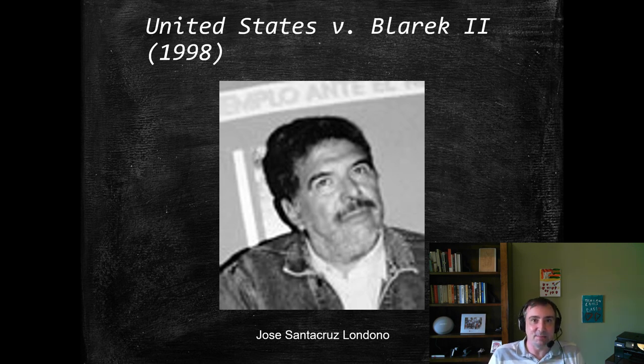Okay, so what actually happens in Blair? Because I've already talked a lot about the punishment theory, we'll talk more in class. We have two defendants. They are interior decorators, and they are charged with various offenses related to racketeering and money laundering. And their work becomes very much focused on one client, who's depicted here, Jose Santa Cruz Londano. Now, what is interesting about him is he's an incredibly powerful drug dealer during the time that they are working for him in the 1980s.